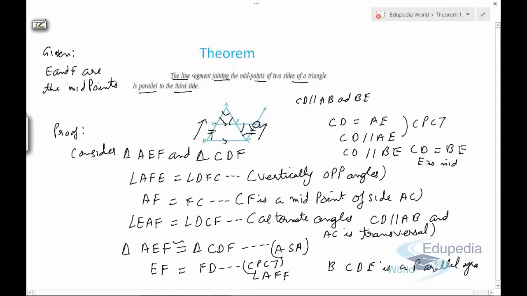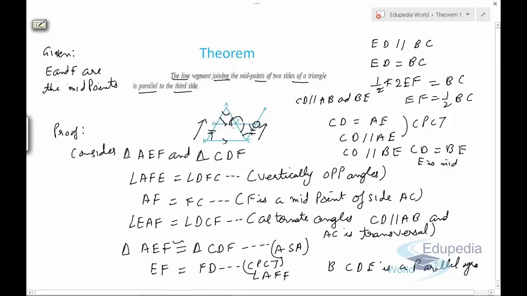Now if this is a parallelogram, then we can say that ED is parallel to BC, right? So ED is also equal to BC. We can say that ED can be written as 2 times EF. So we can write ED as 2 times EF equals BC, or we can say that EF is half of BC.